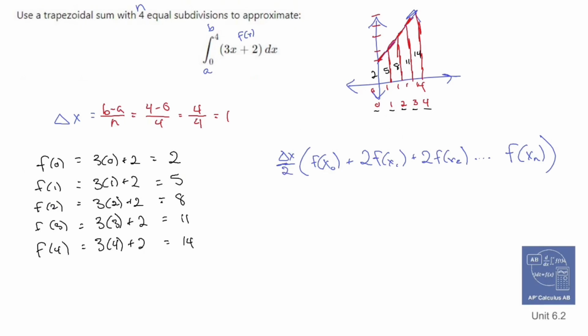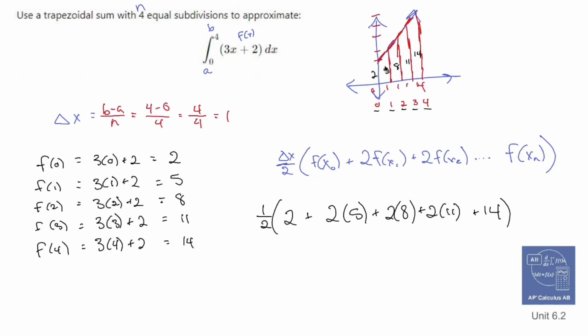Now what this looks like in this case, since the change of x was 1, is 1 over 2, like I said. f of x sub 0 would be me plugging that guy in, which is going to be 2, plus 2 times f of x sub 1, plugging in 1, so 2 times 5, plus 2 times 8, plus 2 times 11, and then the very last one doesn't get multiplied by 2, it's just 14. Okay, this gives me the area of all of the trapezoids.